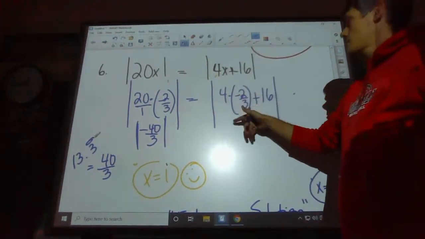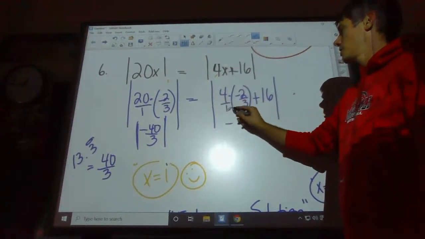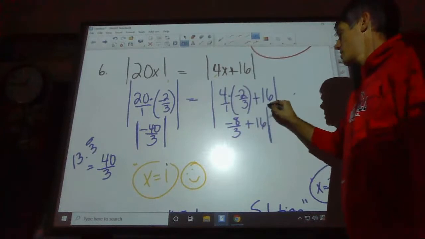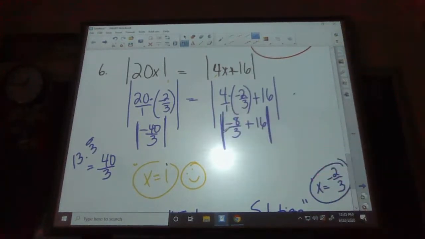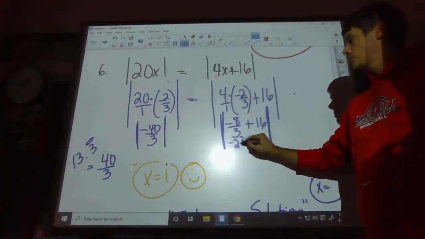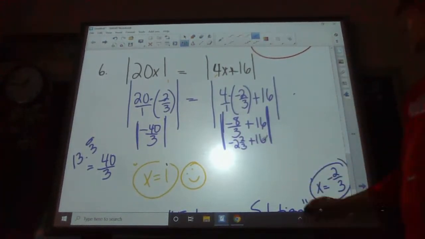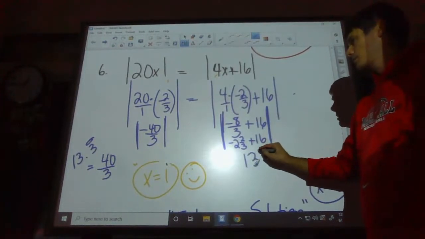Over here, this nonsense, holy cow. This is like 4 over 1, so 4 times 2 is -8. -8 over 3 plus 16. Let me double check that. Okay, so this is like -2 and 2/3 plus 16. And that is, okay, we're doing all right.